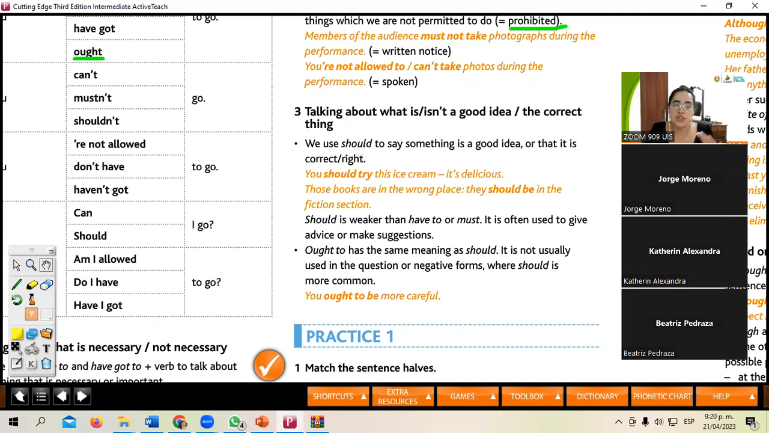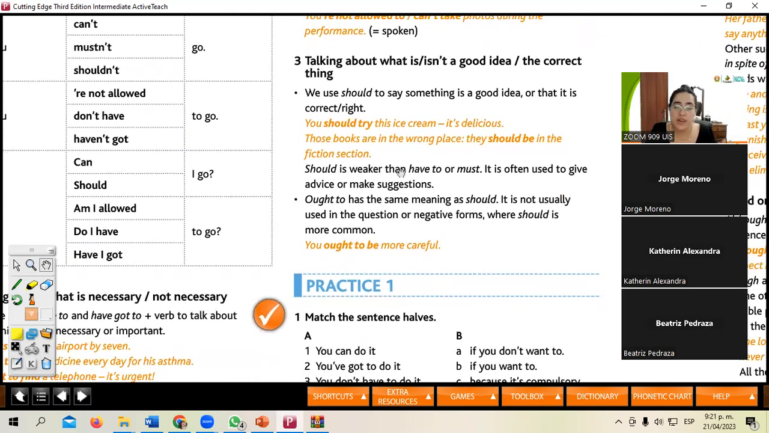For example, you should try this ice cream. Deberías probar este helado. It's delicious. Es una buena idea que lo pruebes, ¿ok? Those books are in the wrong place. They should be in the fiction section. Los libros están en el lugar equivocado. Deberían estar en la parte de ficción. Okay, it's the correct thing.